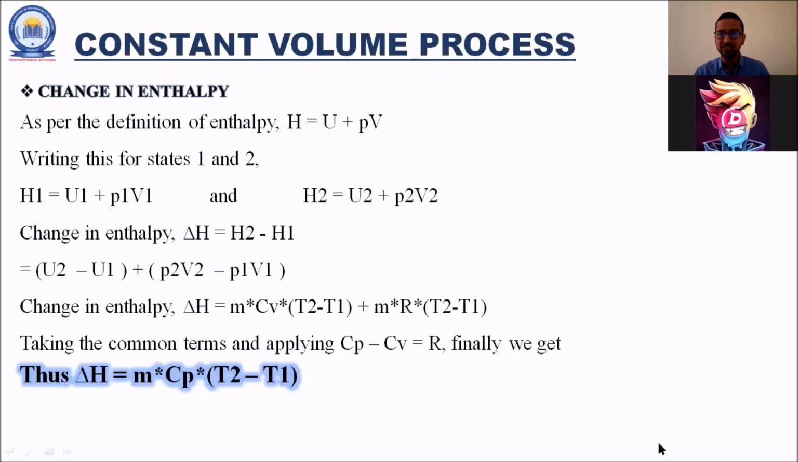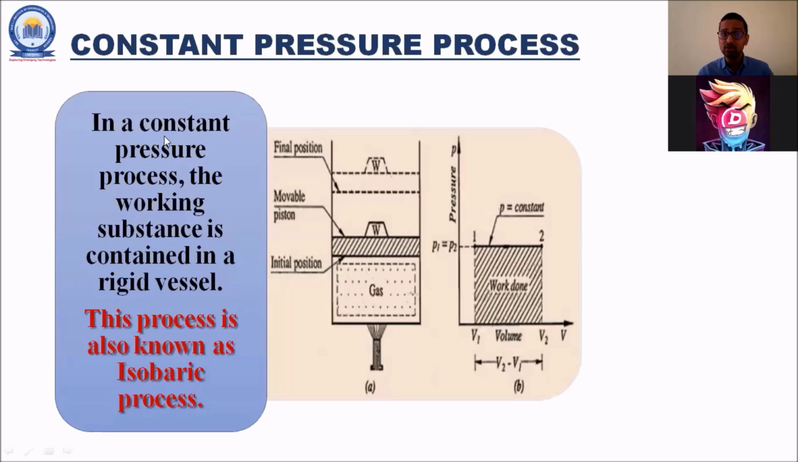Okay friends, so this was the discussion related to the first non-flow process, that is the constant volume process. Now in a similar pattern we are going to discuss the second process, that is the constant pressure process. So in the constant pressure process, the working substance or the gas is contained in a rigid vessel. But in the figure we are seeing that now the piston is a movable piston, and when the gas is heated, because of the expansion of the gas, the weight above the piston is lifted to a newer position.